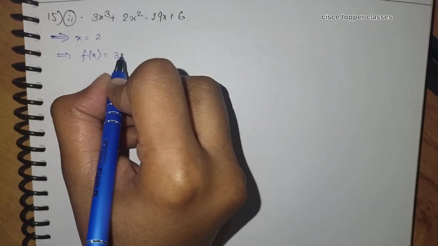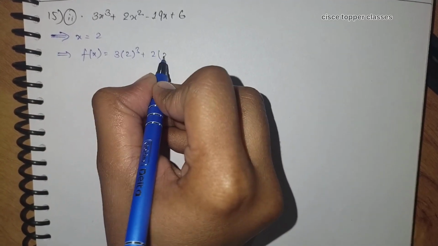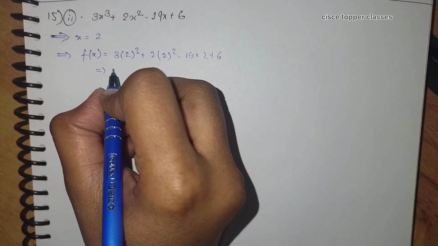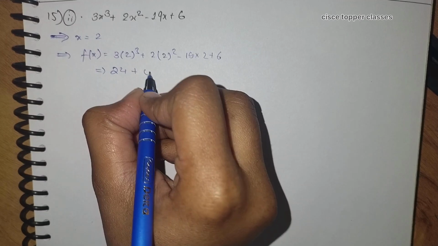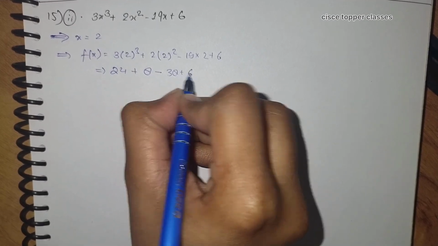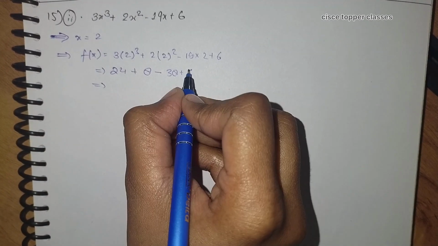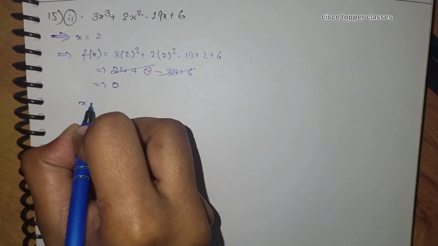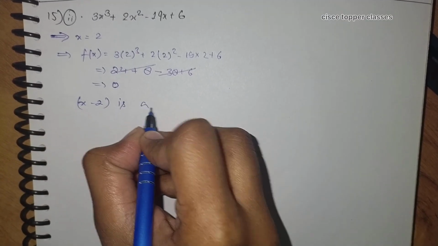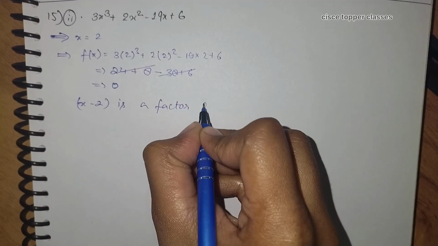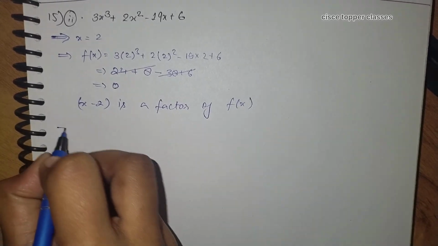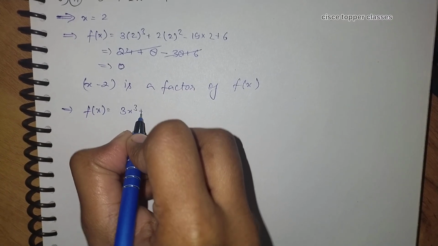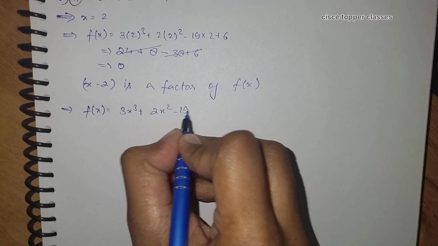f(x) is 3 into 2 cubed plus 2 into 2 squared minus 19 into 2 plus 6. It will become 24 plus 8 minus 38 plus 6. That will become 24 plus 8 and minus 38, so the whole thing cancels out. And if it cancels out, we can write that x minus 2 is a factor of f(x) here.